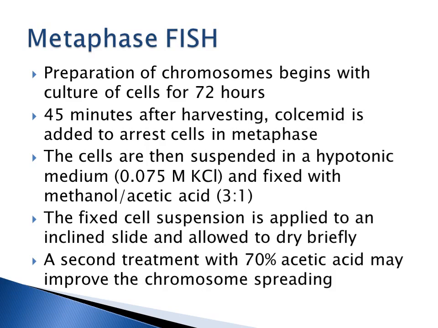In metaphase FISH, you would prepare your chromosomes by culturing them for 72 hours. 45 minutes before you harvest, you would add your colcemid to arrest your cells in metaphase. You then suspend your cells in a hypotonic medium and fix them with a methanol acetic acid reagent. The fixed cell suspension is then applied to an inclined slide and allowed to dry. Then you do a second treatment with 70% acetic acid, which sometimes improves the chromosome spread.